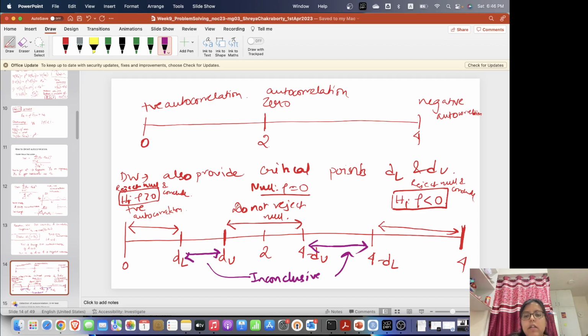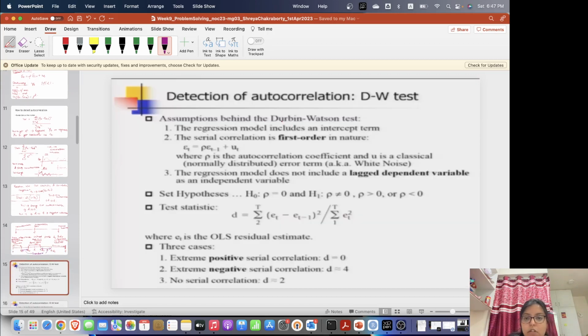But if the Durbin-Watson critical points are given, then we should test accordingly and look at this picture and do the testing accordingly. Is it okay? Now, apart from this, we also have some assumptions behind using the Durbin-Watson test. The first thing is that it has to be first order in nature, and the regression model should not include a lagged dependent variable as an independent variable.